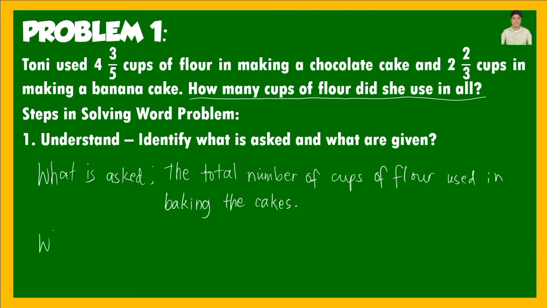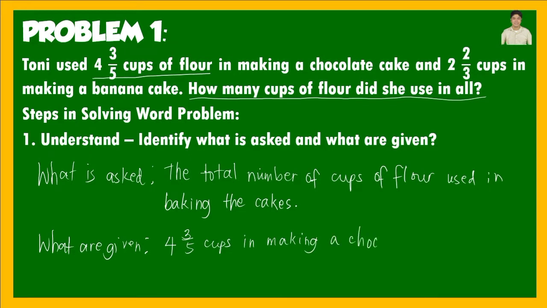Dito naman tayo sa what are given. Based dito sa problem natin, 4 3/5 cups of flour used in making a chocolate cake. Sulat natin, 4 3/5 cups in making a chocolate cake. And then, we have 2 2/3 cups naman in making a banana cake. So, yan yung what is asked natin. Yan din yung ating what are given. Tapos na tayo sa first step.